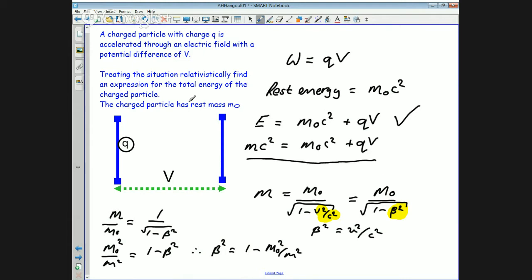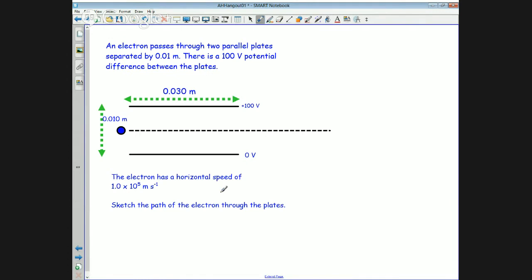Okay, let's move on now to the second question for tonight, and it's very similar. It's an electric field, and these are two plates. One is at 100 volts and the other is at 0 volts. And the two plates are separated by a distance of about 0.01 meters. And here's a little electron here, and it's going to enter into the electric field here.